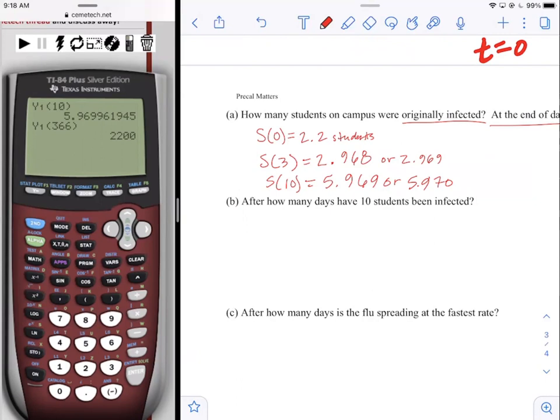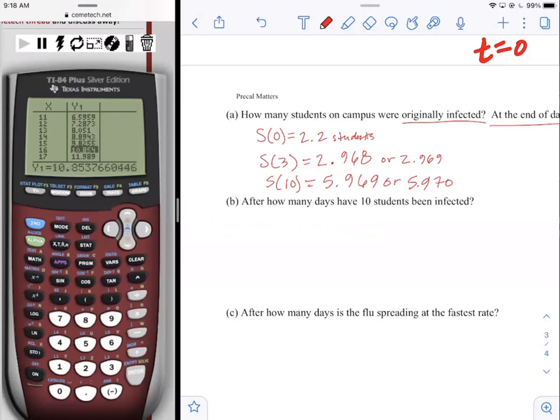To get to the table, you hit table, which is what? How do you get to the table, Brady? Second graph. Okay, there's the table. I go to the Y values and look for 10. Okay, there you go. It's between day 15 and 16.